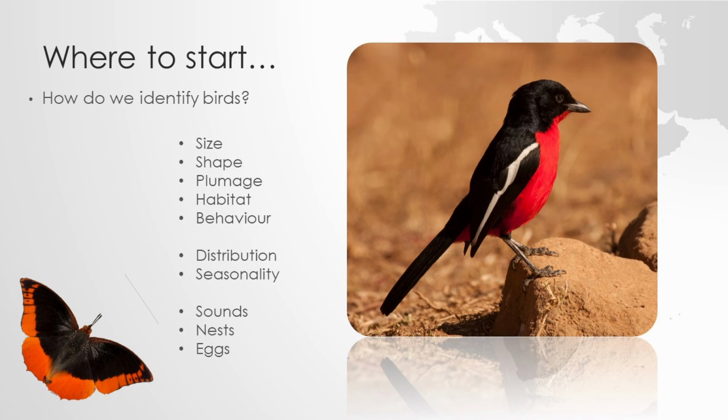So what characteristics did we use to identify birds? We do use size, shape, plumage. And when we get to more difficult ones, we use habitat and behavior. Final checks are against distribution and seasonality. But we may only encounter sounds, nests, or eggs without actually seeing the adult.